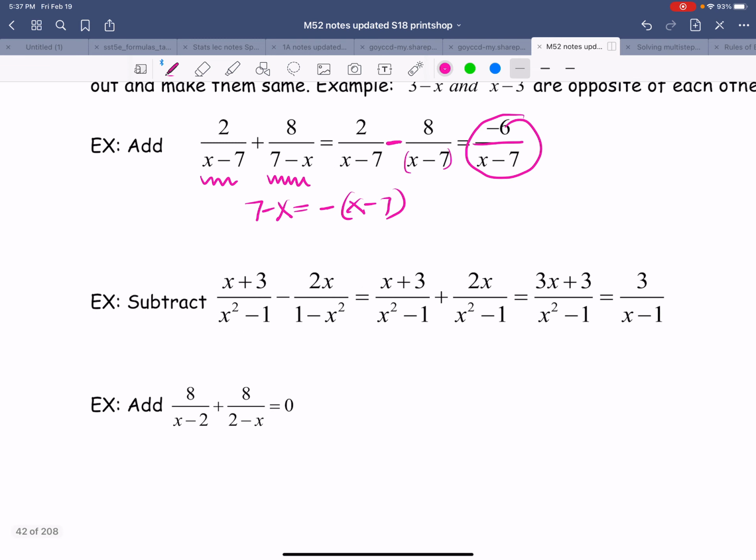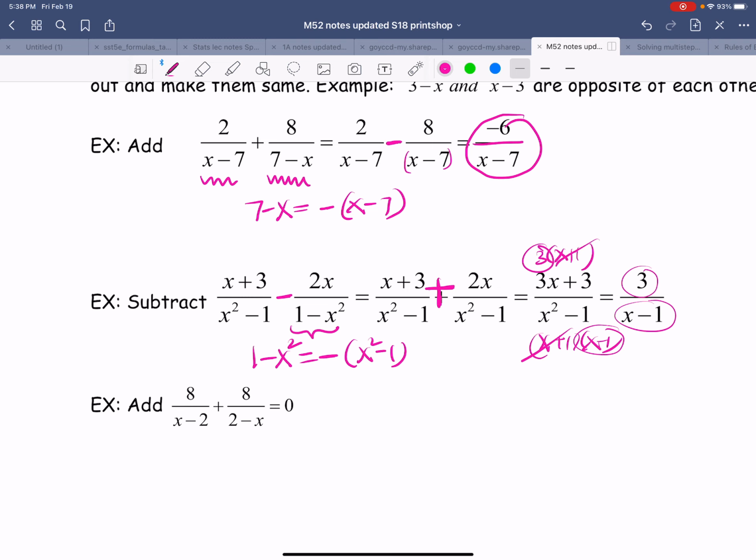Another example, when we have x plus 3 over x squared minus 1 minus 2x over 1 minus x squared. Now 1 minus x squared can be written as negative (x squared minus 1). So when we pull this negative out, the two negatives will become a positive, and it turns out to be an addition problem. At this step, we can factor the numerator and the denominator and cancel out the common factors between numerator and denominator. All we are left with is 3 over x minus 1.